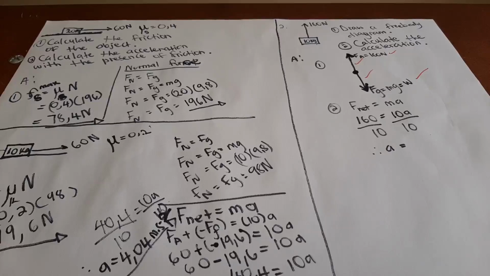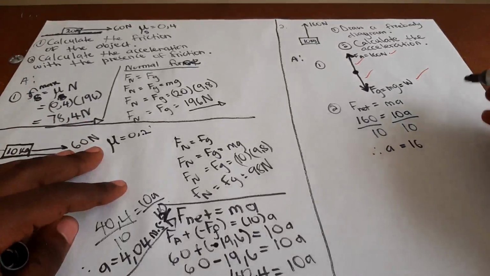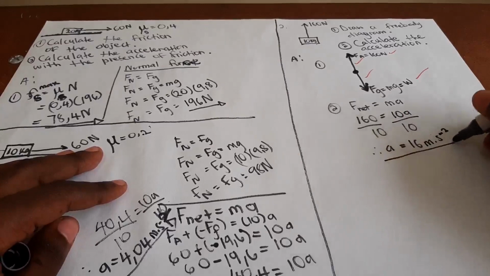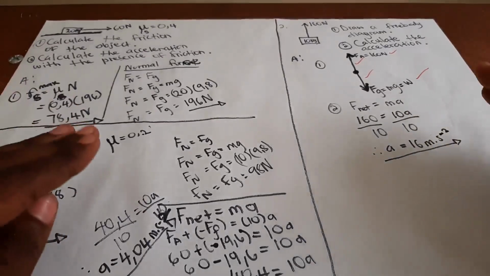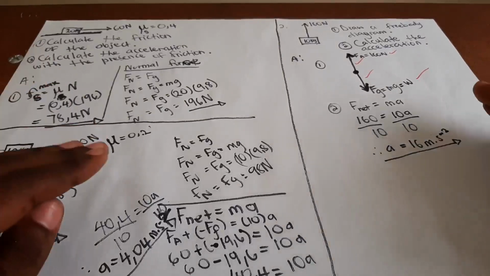So 160 newtons, sorry for the delays, divided by 10. That gives us 16 meters per second squared. Okay, that's how it goes.